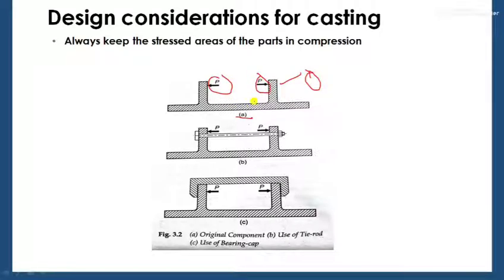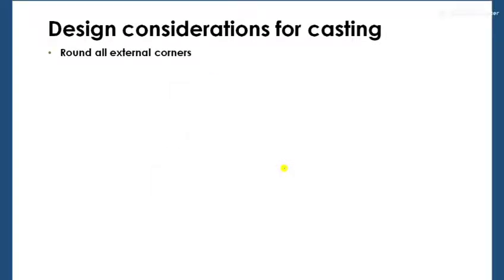In such a case we can use a clamping device. A clamping device means what? You can see a tie rod is used over here, and secondly you can also use a bearing cap. The use of these clamping devices relieves the cast iron components from the tensile stresses. So this is the case where tensile stresses are unavoidable in cast components. This is the first and very important design consideration for casting.